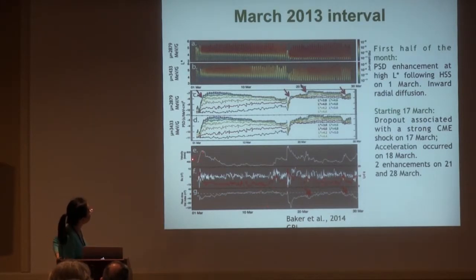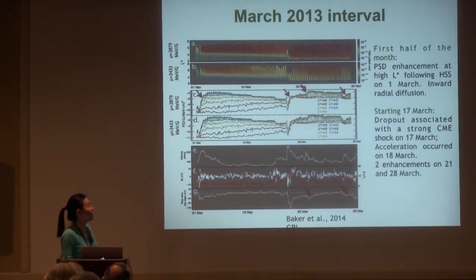Beginning on March the 1st, there's a high-speed stream that causes the PSD enhancement starting from high L star, and it gradually diffuses inward. And starting on March the 17th, there's a strong CME shock that causes the dropout first. We studied this dropout using MHD test particle simulation. I'll show it later. And starting on March the 18th, the PSD recovered to its pre-storm values.